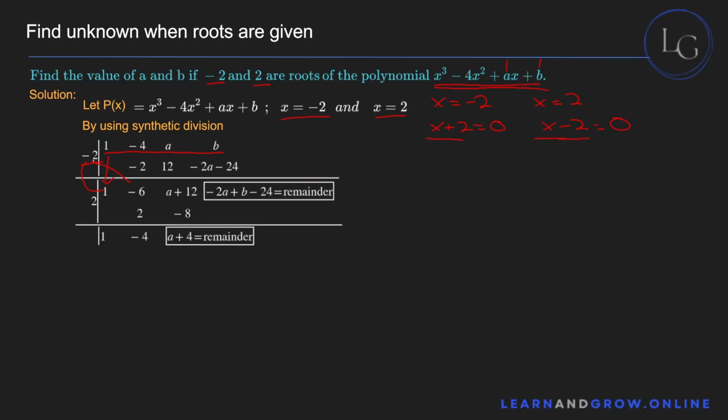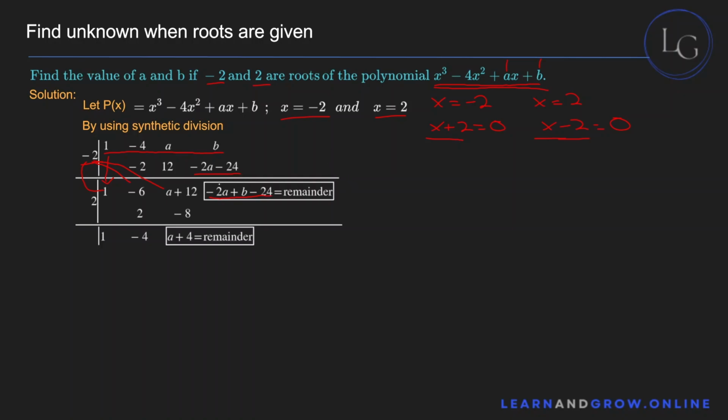You'll multiply this minus 2 with this a plus 12 again. And that'll give you basically minus 2a minus 24. And you write down minus 2a minus 24 underneath the last constant, which is b. And once you add them up, they will give you the remainder. So b minus 2a minus 24 is basically the remainder.